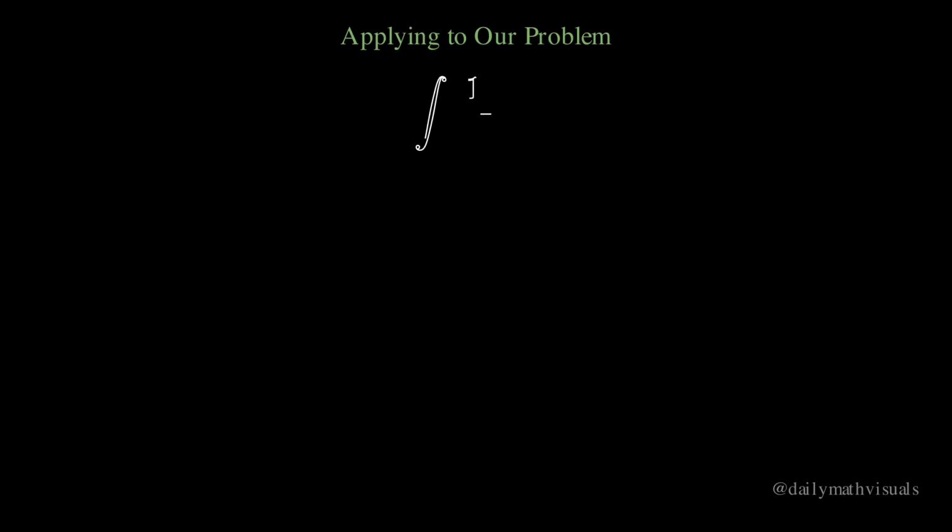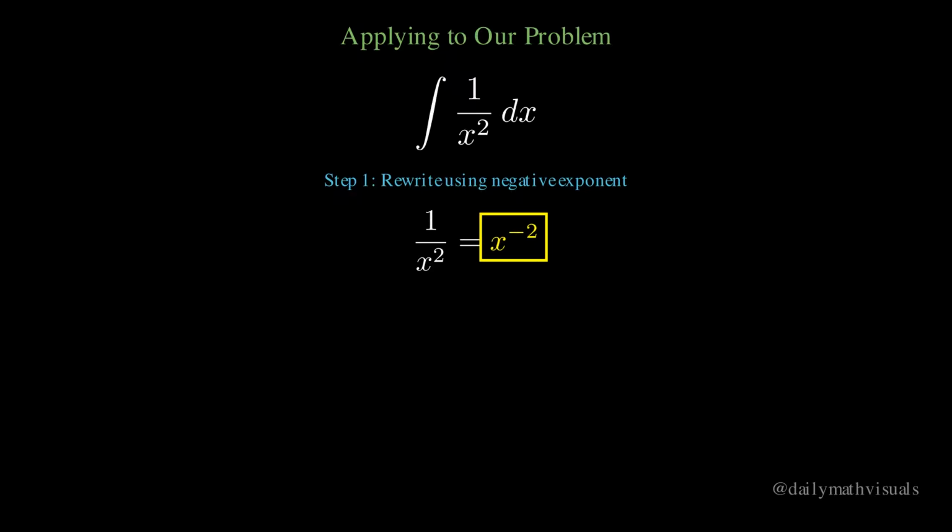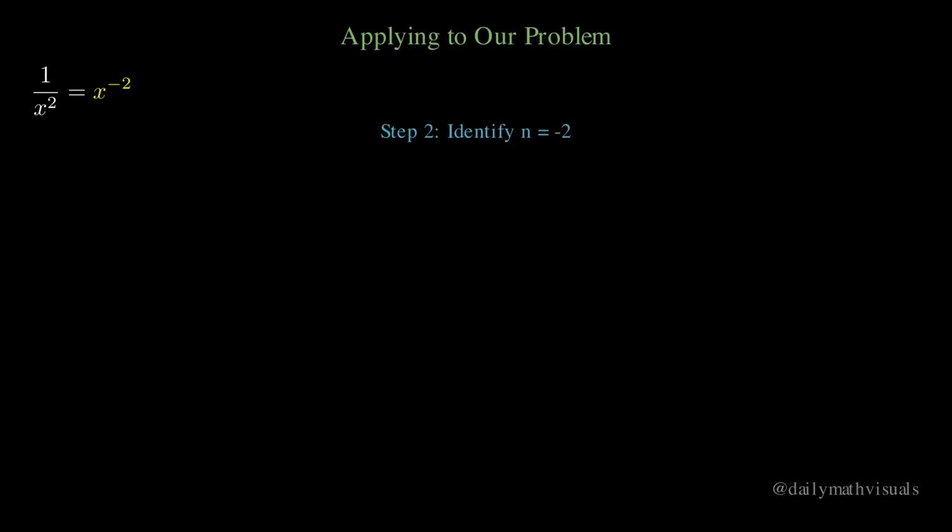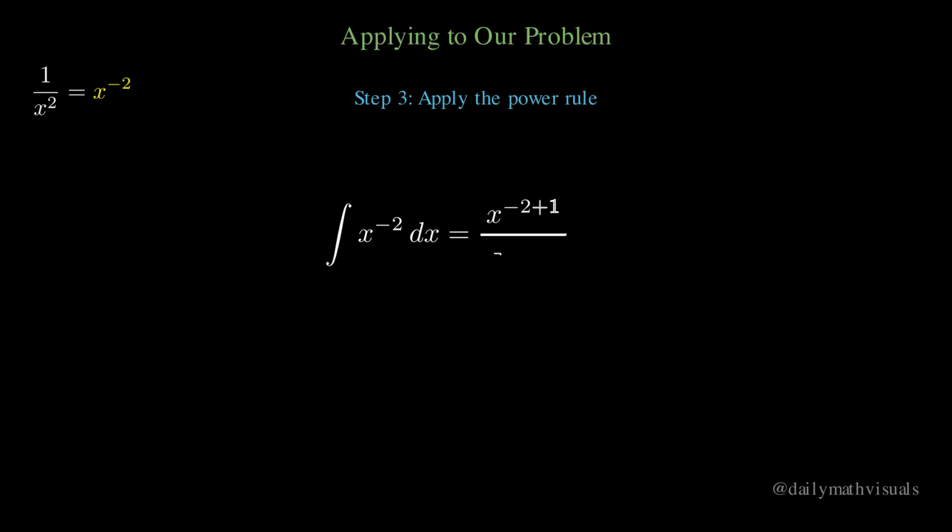Now let's apply this to our integral, the integral of 1 over x squared. Step 1. We need to rewrite this in the form x to the n. Remember, 1 over x squared is the same as x to the negative 2. This is the key insight. The negative exponent lets us use the power rule. Step 2. Our n value is negative 2. Step 3. We apply the power rule. Add 1 to the exponent. Negative 2 plus 1 is negative 1. Divide by negative 1.